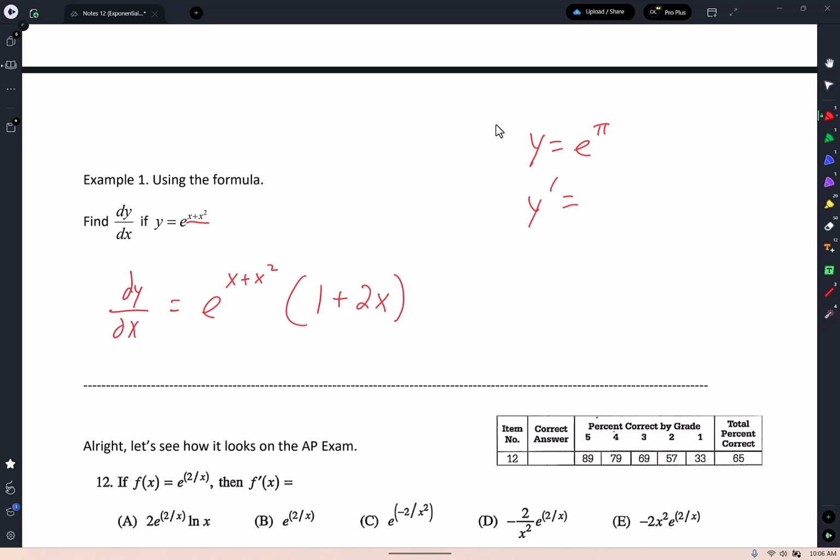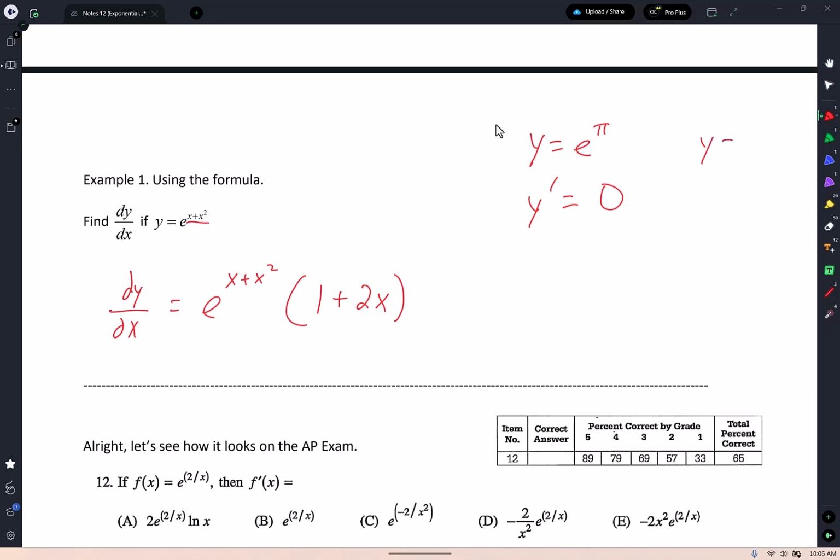Not everyone at the same time. What are you going to tell me? It's 1. It's e to the pi. Is it a constant? What's the derivative of a constant? This is 0.